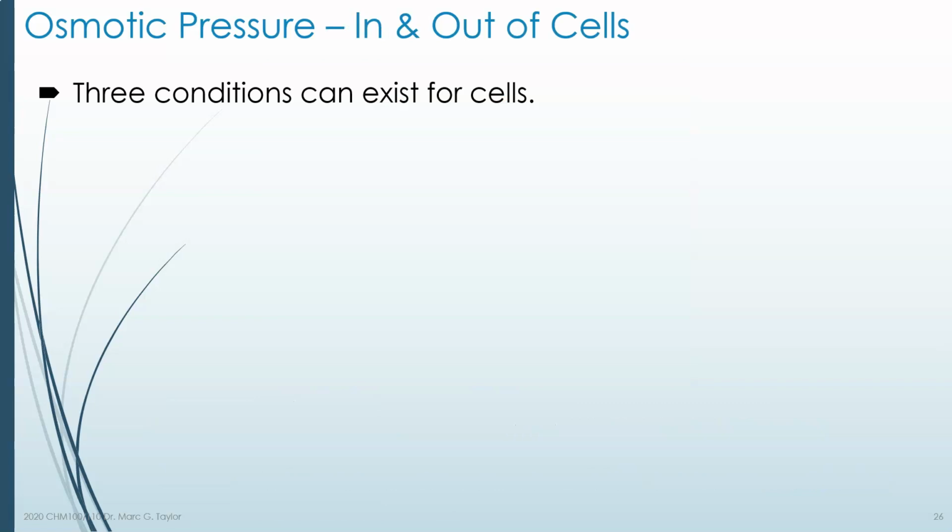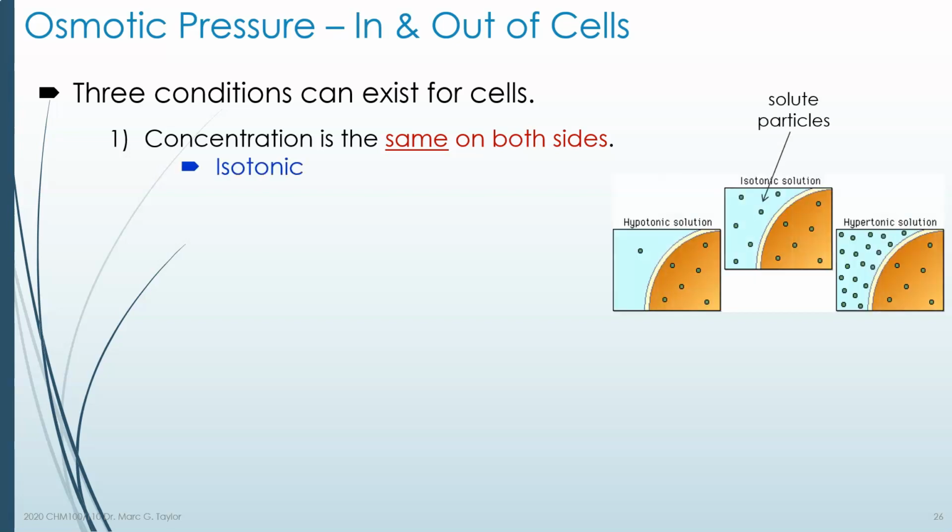Now, this is actually very important when we're looking at cells taken out of the body, or even in some cases cells in the body if we're adding excess solvent. So we can have several different conditions for the cells. We can have a condition where we take cells, say red blood cells for instance, and we put them in a container, and we can have a concentration of solution that we add to the cells that's the same on either side of the cell membrane.